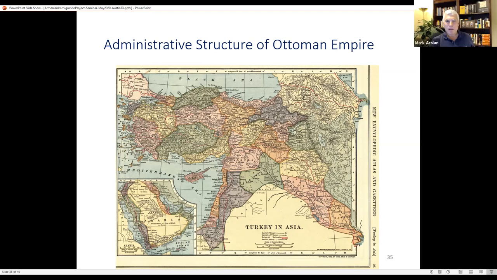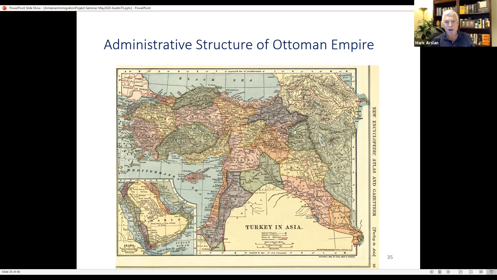Okay. So the other thing is place names, just as variable as personal names. We're going to talk about the Ottoman Empire, but the same thing applies for the Russian Empire, the Persian Empire, and other parts of the diaspora.